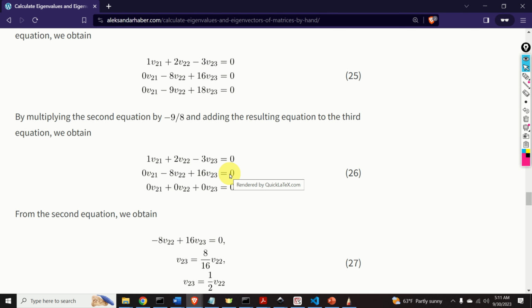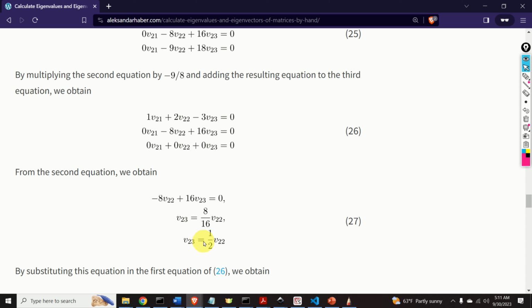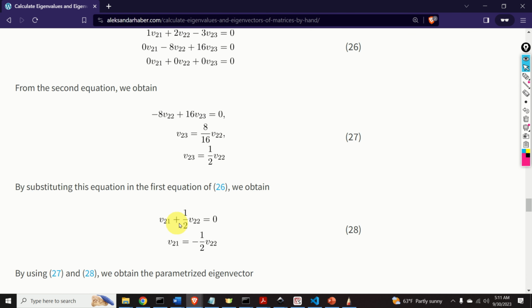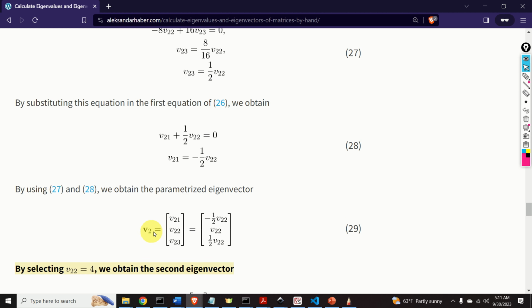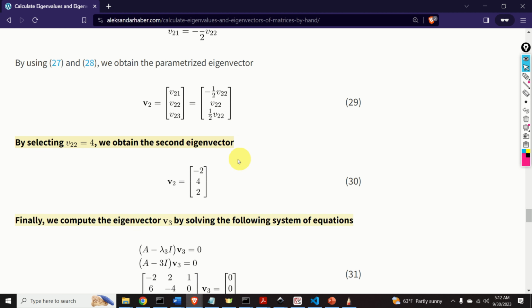From the second equation, we can conclude that v23 is 1 over 2 v22. Now let's substitute this equation in the first equation, and as the result, we obtain that v21 is minus 1 over 2 v22. By using this equation and this equation, and by going back into the expression for v2, we again obtain a parameterized eigenvector. Here it is. Again, we have a complete freedom to select v22. Let's select v22 to be equal to 4, and finally we obtain the second eigenvector.